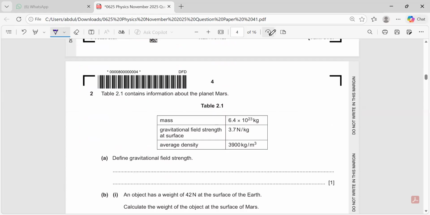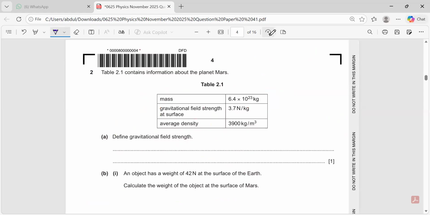Now, let's move to the next question. Table 2.1 contains information about the planet Mars. The mass of Mars is given. Gravitational field strength on Mars is given. Average density is given. Define gravitational field strength. Even for gravitational field strength, and I told you, especially the students who are going for exams, check the unit. Gravitational field strength is Newton per kilogram. It means force on unit mass.